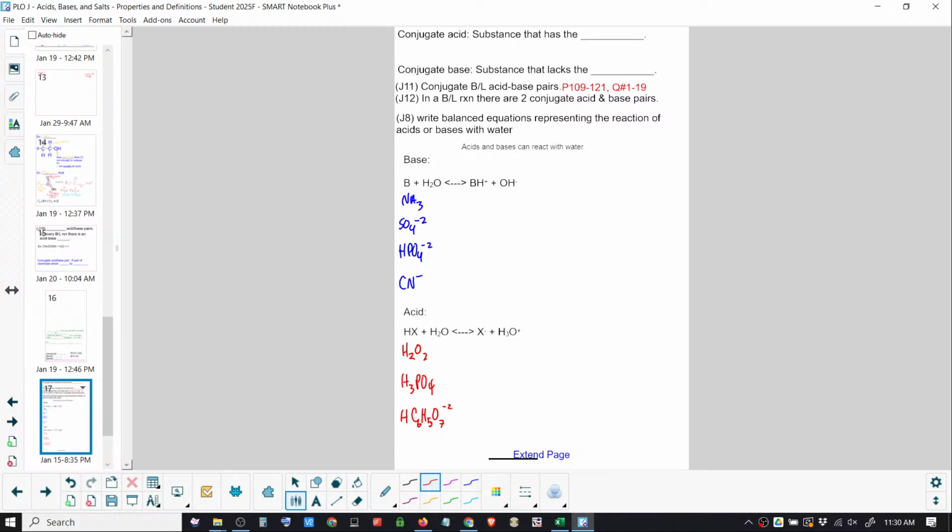SO4 minus 2. So the next thing you do is go through your charges. So NH3 doesn't have a charge. That has minus 2. That is minus 2. That is minus 1. So no charge in the first one, and you're missing HPO4 right here between the SO4 minus 2.